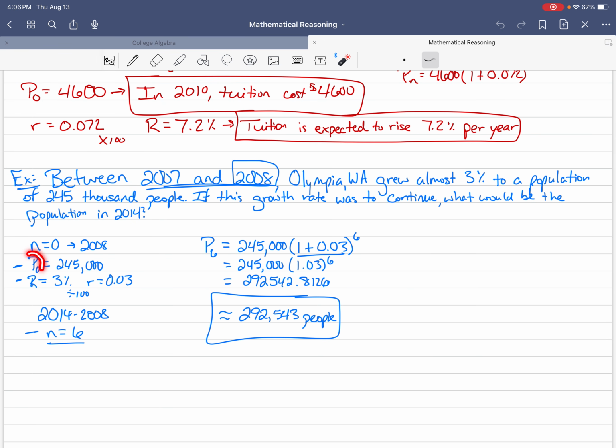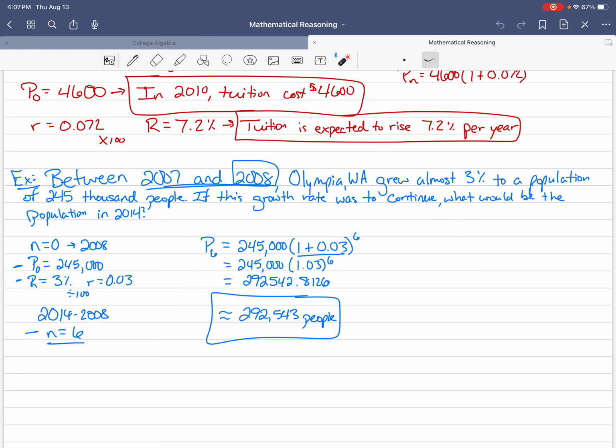So our P sub 0 is going to be our initial amount, which is the 245,000 people. Our rate is 3%. You divide that by 100 to get a little r of 0.03. We need to figure out how many years to be our n, our time. From 2008 to 2014, that is a total of 6 years. So we do P sub 6 equals our initial amount, which is the 245,000 people, parentheses 1 plus our r, which is 0.03, to the power of n, which is 6 for our 6 years.